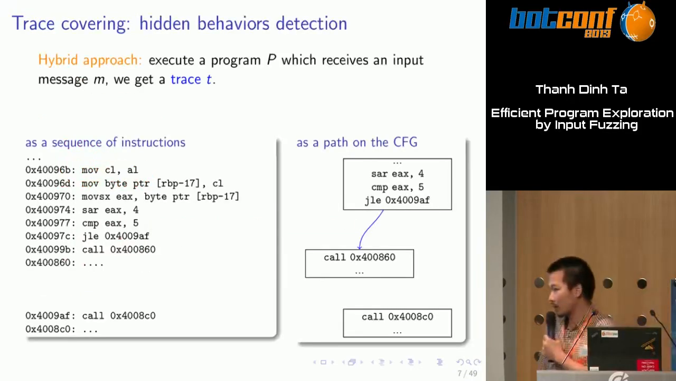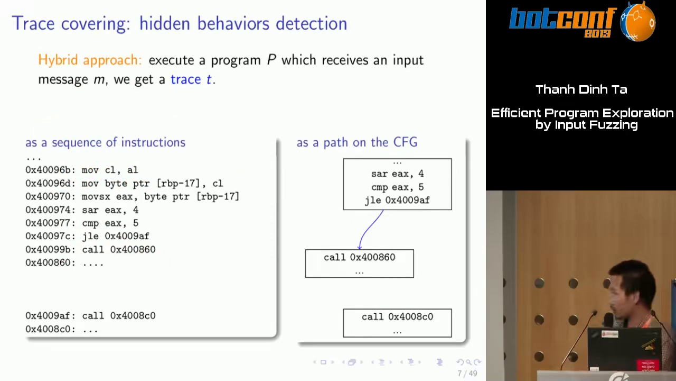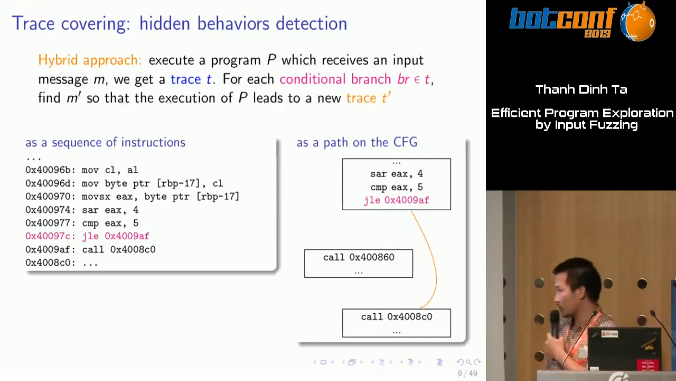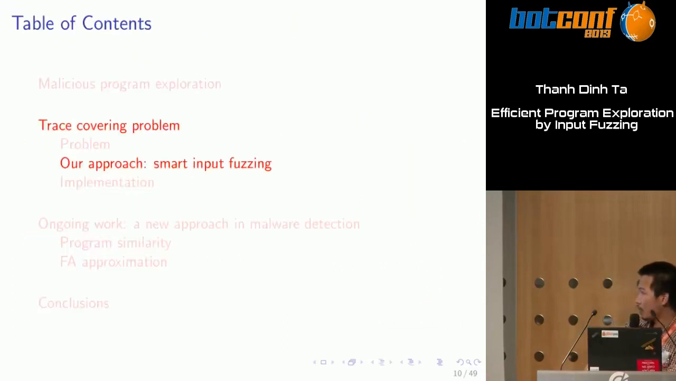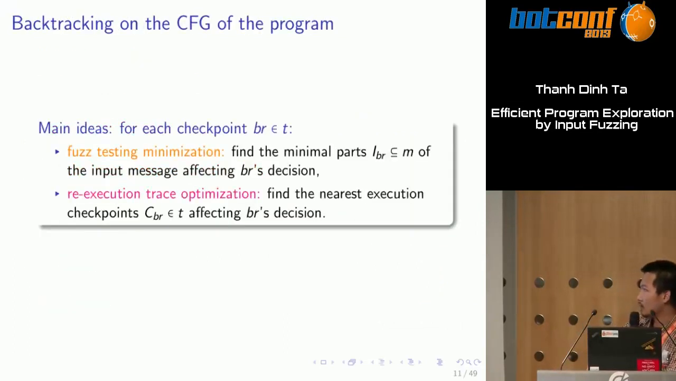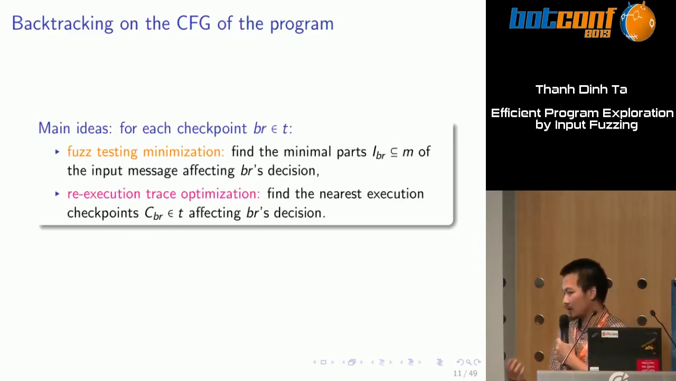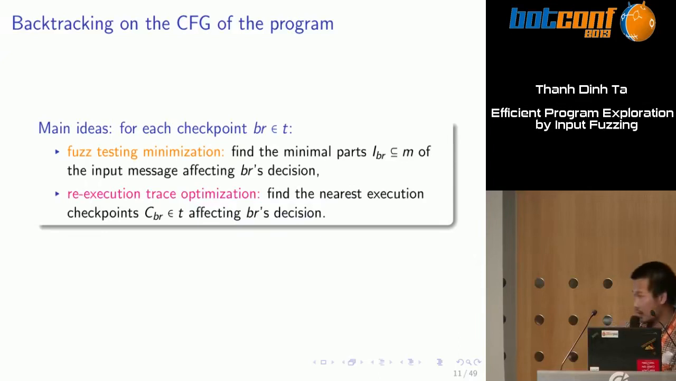For the hybrid approach, we start the program with a concrete input, and we receive a trace. For each conditional branch on this trace, we try to find another input, so that when the program is run with this input, the decision of the condition changes. Our approach is smart input fuzzing. The main idea is around reverse execution with checkpoints, and minimizing the number of tests. It's better when we consider an example.